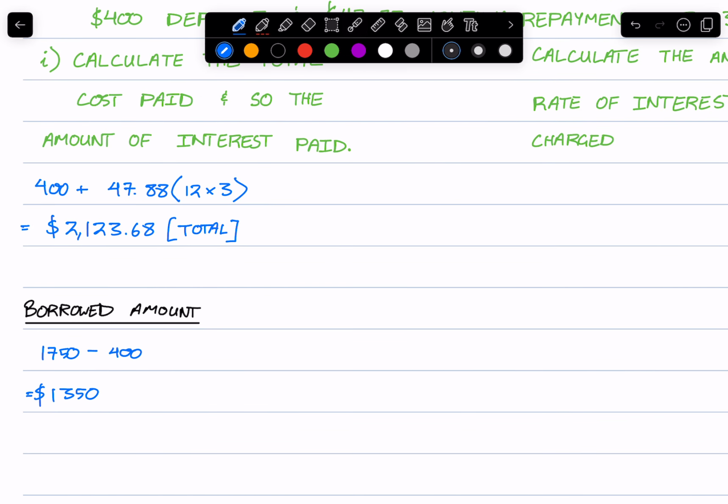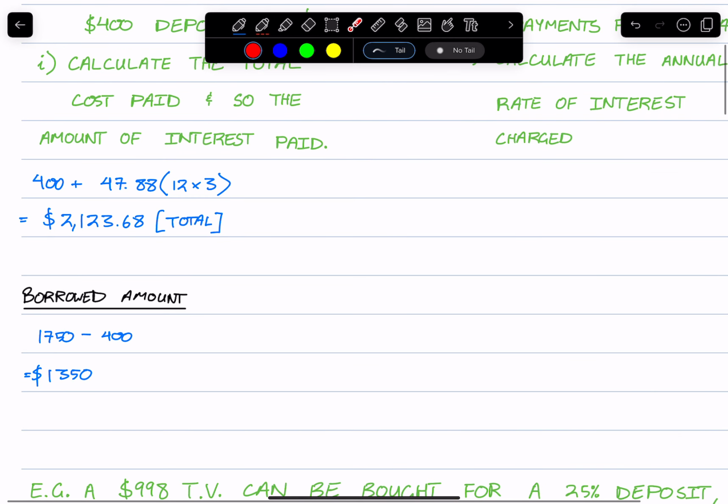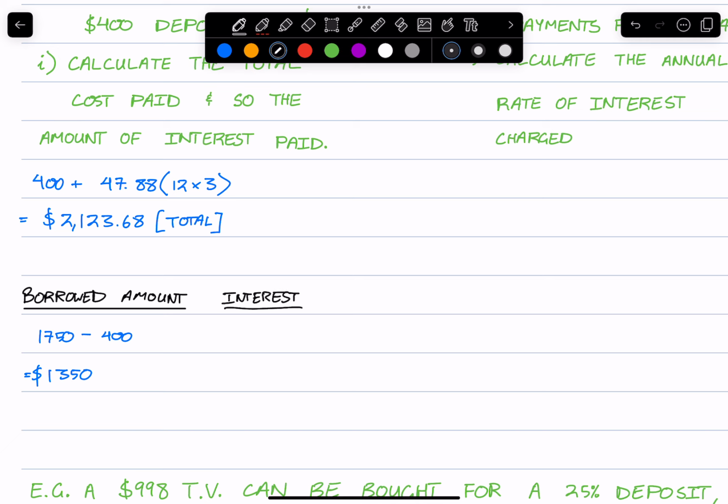Because you see that this amount is what we are borrowing. So this might be the total amount we've paid, but this is what we've actually borrowed because we have already paid that deposit. Now the interest, likewise, is not the difference between this and the borrowed amount. It's only the repayments here.